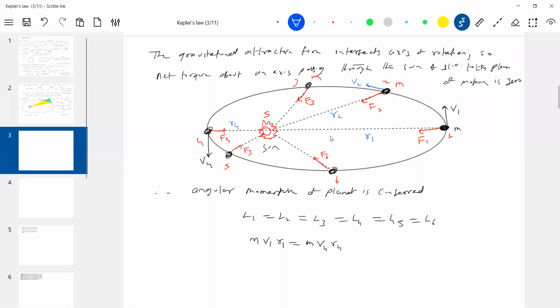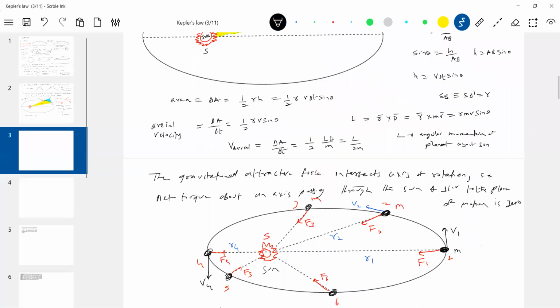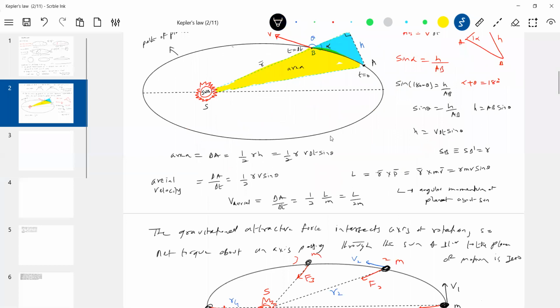Somebody was asking a doubt. Could you once show the areal velocity formula, sir? Yeah, this one. Thank you, sir.